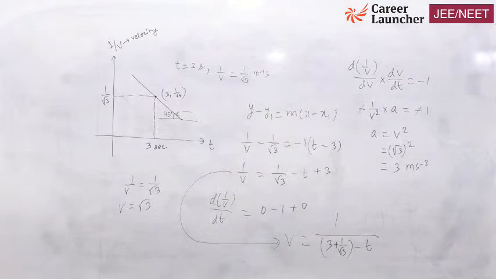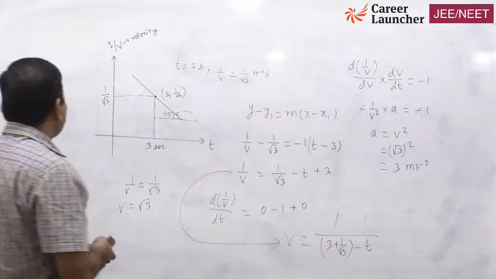Sir, is it possible that we draw a new graph with V versus T? Can we take V as root 3 directly? Yeah, you can, 1 by V equal to 1 by root 3. Everyone is asking this question: will it be possible to again draw the graph of V versus T?